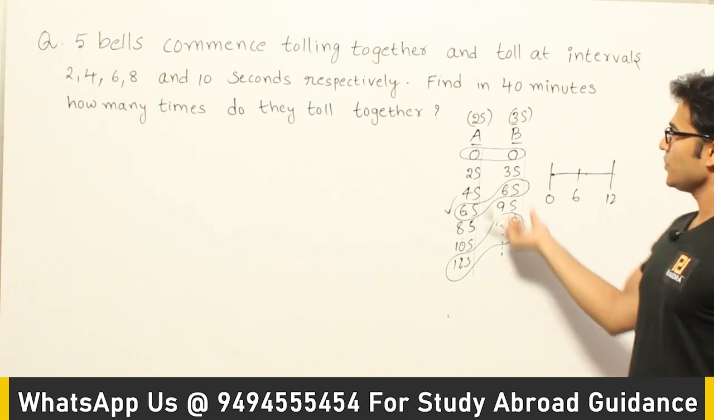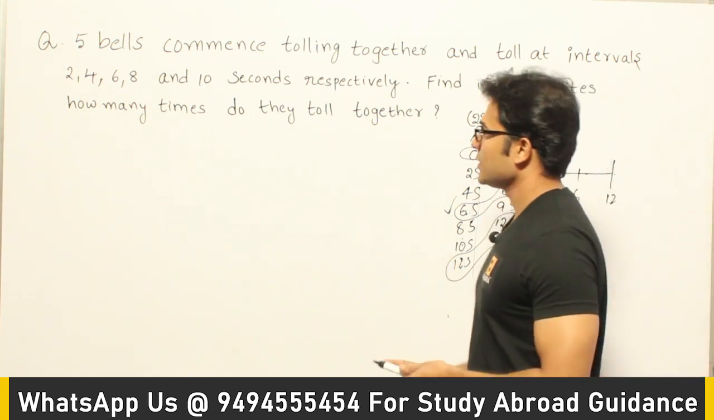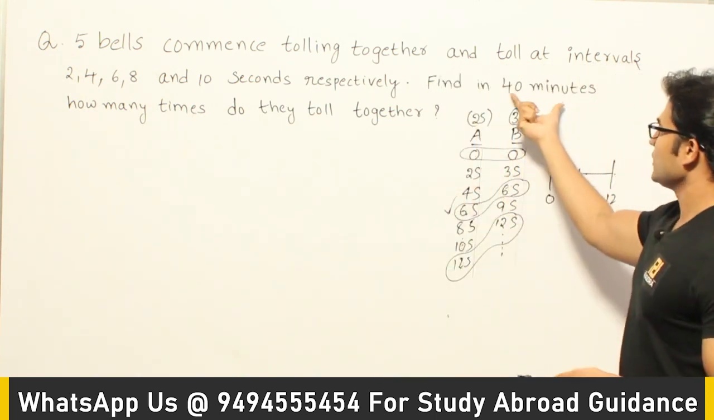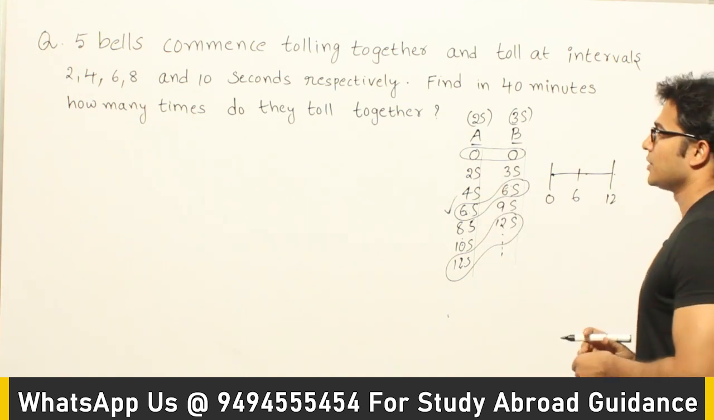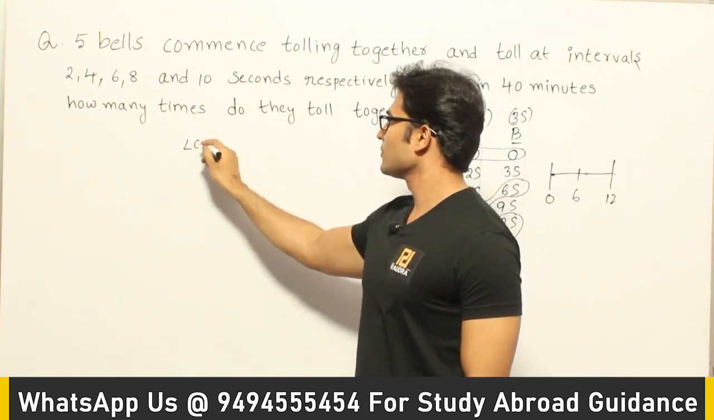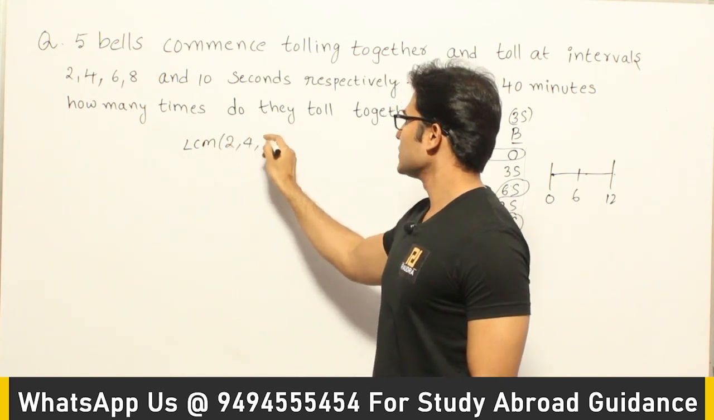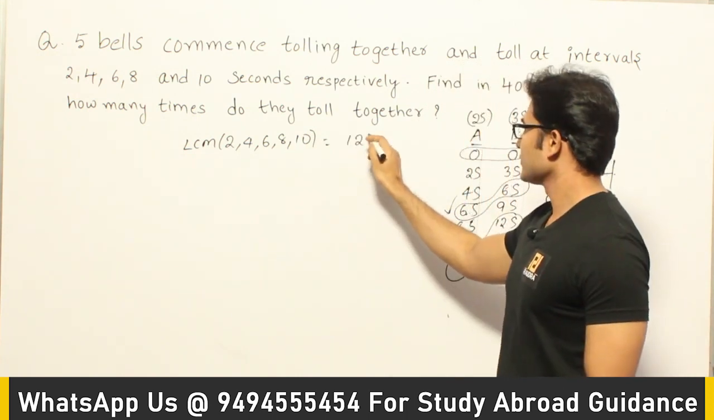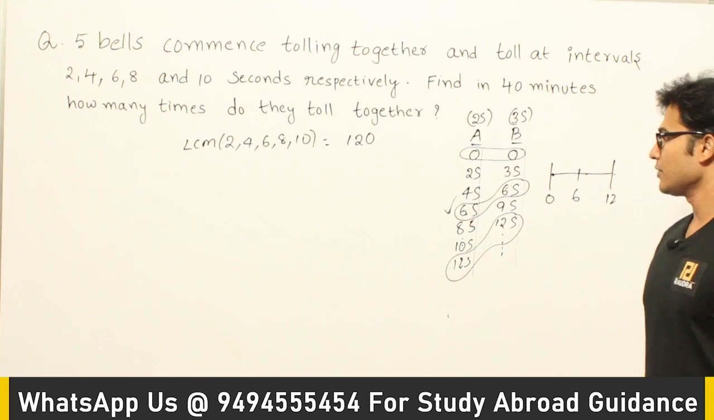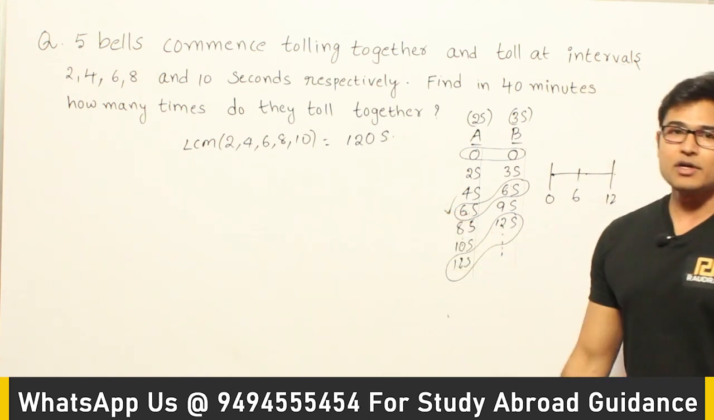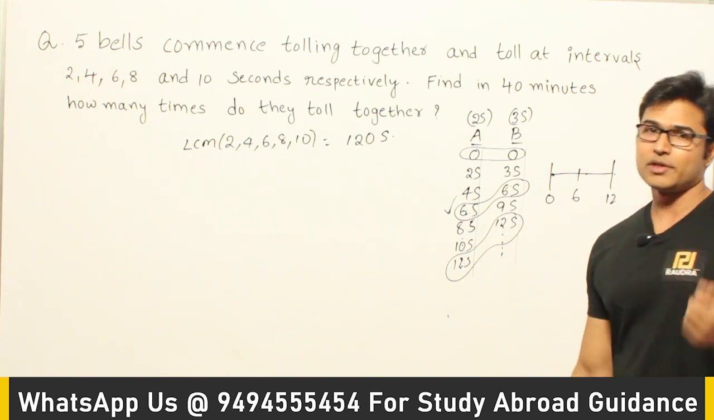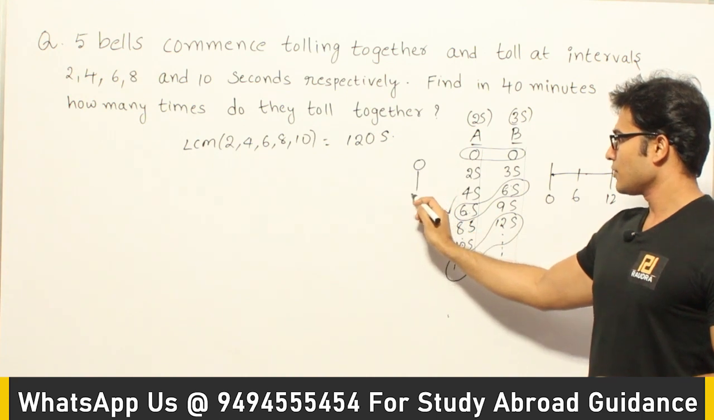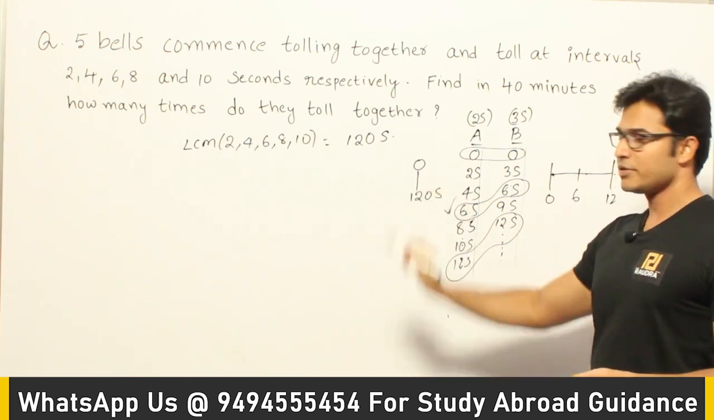Got it? Now the same question they have asked at a large scale. There are 5 bells with intervals of 2, 4, 6, 8 and 10, and they want us to count in a span of 40 minutes how many times they are going to ring together. So you have to find the LCM of 2, 4, 6, 8 and 10. This LCM happens to be 120. Got it? Now the LCM is 120 seconds. What does it mean? At every 120 seconds, all of them are going to ring together. So if they all start at 0, then exactly at 120 seconds, they are all going to ring together.